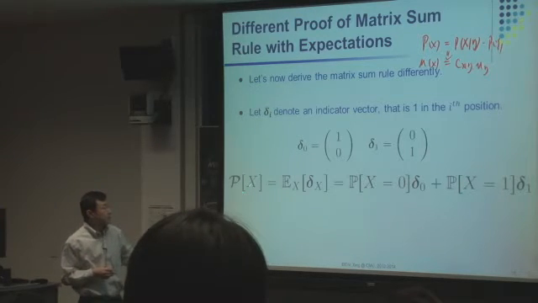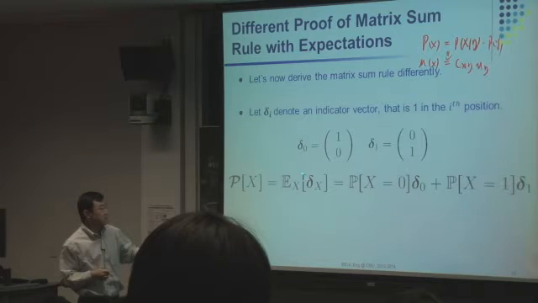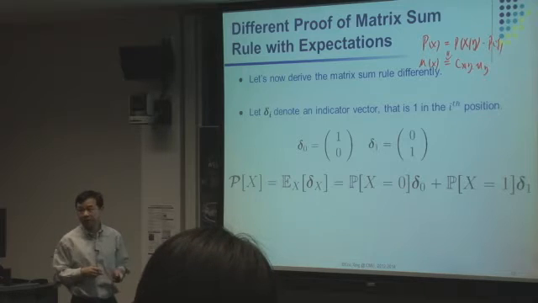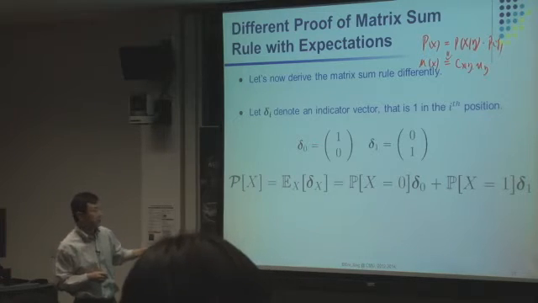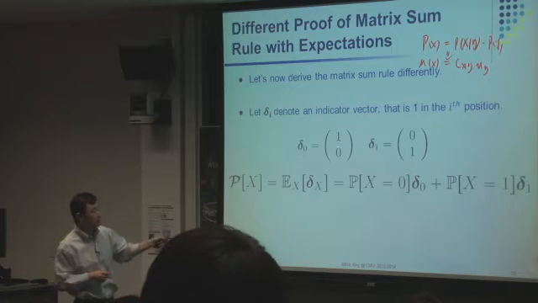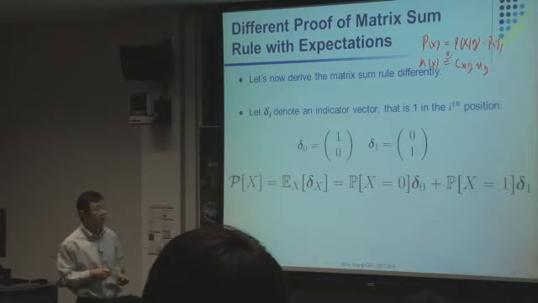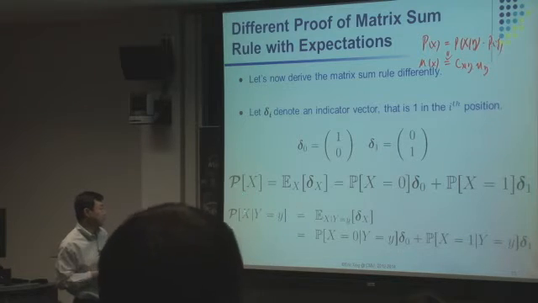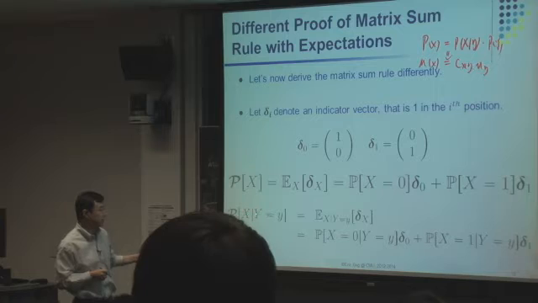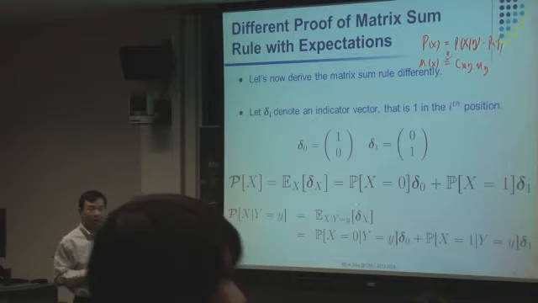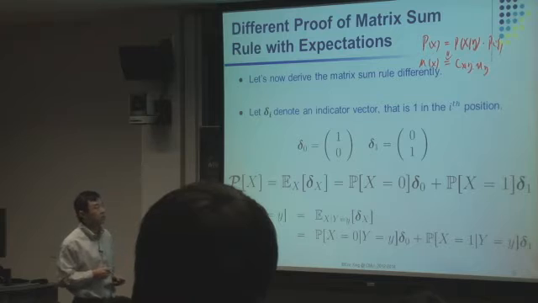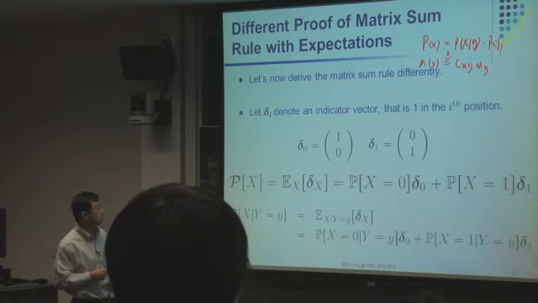P of x can be explicitly expressed by taking expectation on something called an indicator vector. Imagine x is discrete. Then here I have two indicator vectors indicating the two values of x. And then a conditional distribution of x given y is basically an expectation also on that indicator, but using a conditional distribution. So this is the basic definition of these two distributions.